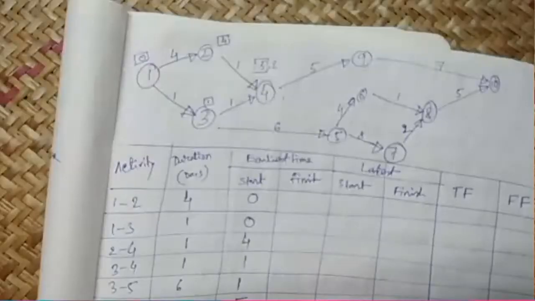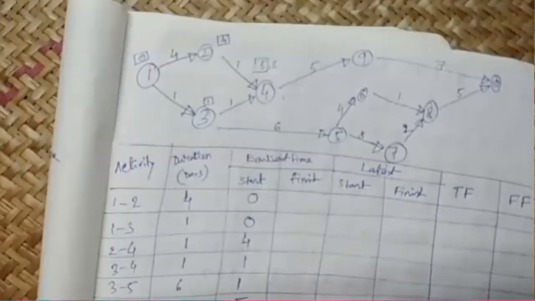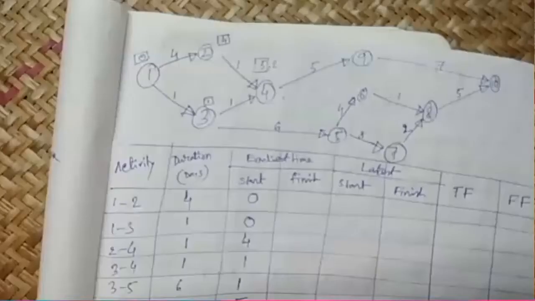Hello, sir. On forward pass we take the maximum of the paths, maximum of the earliest times, that we already learned. Yes. Sir, 3 4, 3 5 will take minimum time 6. You have written 3 5 takes a duration of 6 days. Okay, what is the problem? And sir, the start time you have written 1, but it will take 6, I think.